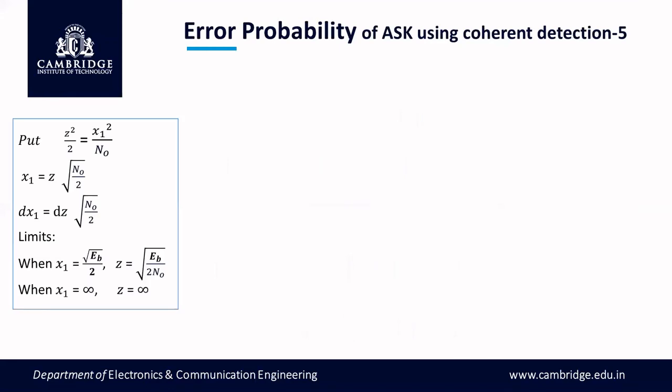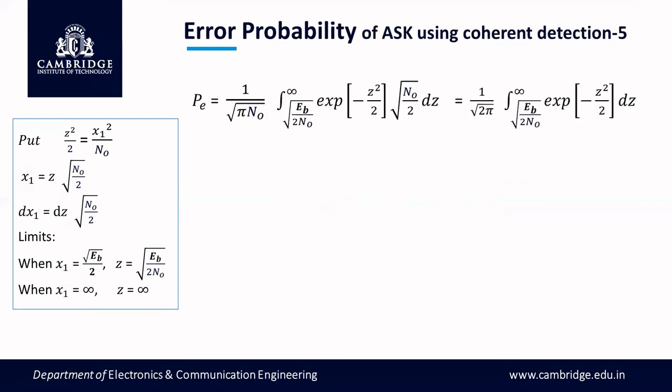And these conversions are made here. As I said, z1 square by 2 is equal to x1 square by n0. Accordingly, we get this equation x1 equal to z into root of n0 by 2. After differentiating x1, dx1 becomes dz. This remains constant. And also we apply the limits. The x1 limits were root EB by 2 and infinity. So after putting these values in this equation, we will end up with this one. Accordingly, we get the z limit here, root EB by n0, right? And these values are transferred to the main equation. So finally, we end up with this value.